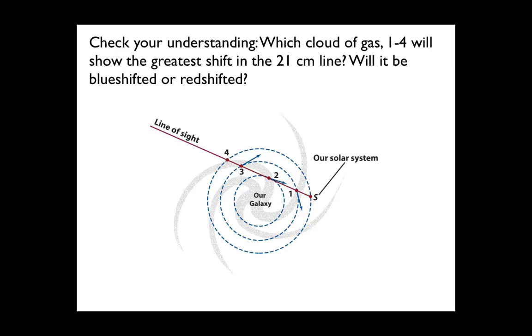So, an opportunity for you to check your understanding. Which cloud of gas, 1, 2, 3, or 4, will show the greatest shift in the 21 centimeter line? And will it be blue shifted or red shifted?